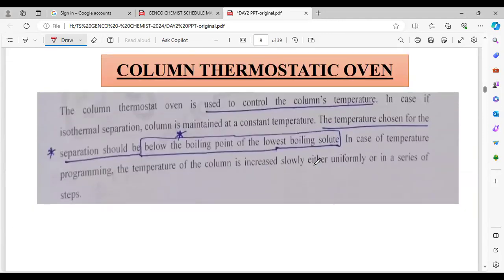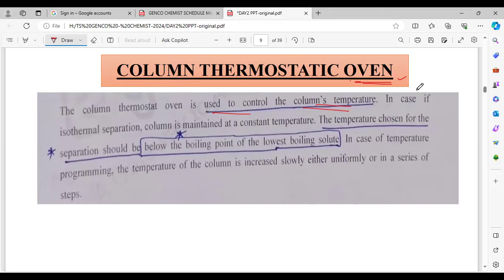What is the function of an oven? This name is already well known to us, right? What is the function of an oven? Okay, it maintains some temperature inside. For food reheating, you will use ovens. Domestic ovens are widely used these days. So in the column thermostatic oven, the column is heated. That's it. It is used to control the column's temperature. The oven will have some temperature settings. You can constantly keep that column at a particular temperature.